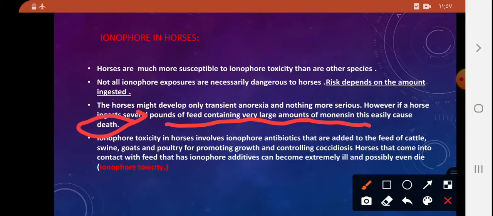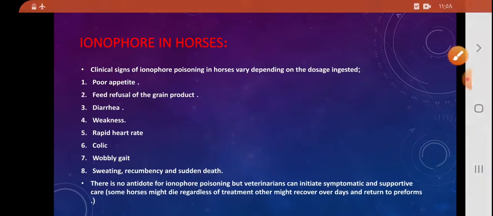Ionophore toxicity in horses involves ionophore antibiotics that are added to the feed of cattle, swine, goats, and poultry for promoting growth and controlling coccidiosis. Horses that come into contact with feed that has ionophore additives can become extremely ill and possibly even die, because of ionophore toxicity.